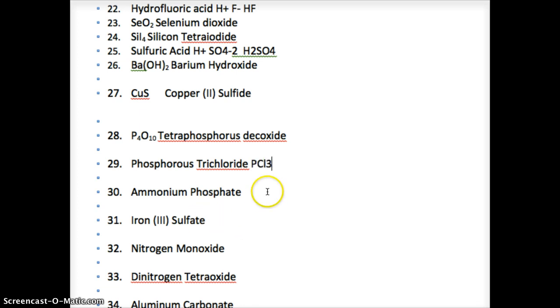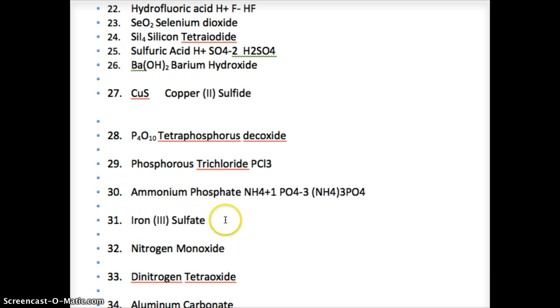Okay, ammonium phosphate. Ammonium is a polyatomic. This is not ammonia, this is ammonium. And ammonium is NH4, and the charge on that's positive 1. Phosphate's a polyatomic, PO4, and its charge is a negative 3. So if I have 1 being given, 3 being taken, I need 3 of the guy giving 1. So I'm going to go (NH4)3PO4.